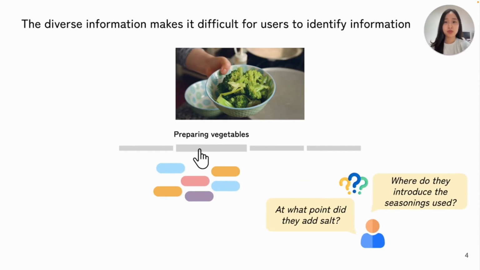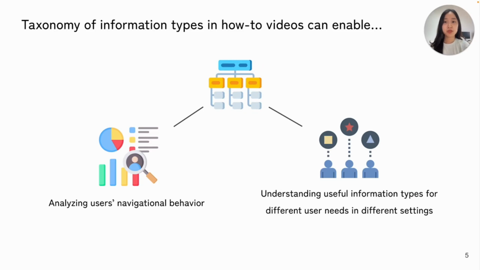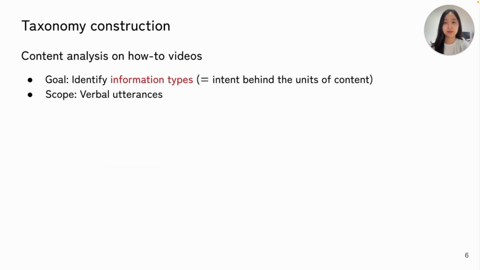However, the diverse information is scattered throughout the video, even within sections, making it difficult for users to identify the information they need in the video. We propose that a taxonomy that identifies the types of information shared in how-to videos can serve as a foundation for supporting video navigation. It enables the analysis of users' navigational behavior across information types and understanding useful information types for different user needs. To achieve this goal, we investigated information types shared in how-to videos, which are the intent behind the units of content.